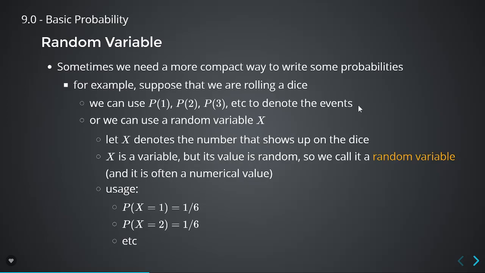And most of the time, at least in this unit, we just say that X is going to take a numerical value. And the way we use it is, instead of saying P1, P2, P3, we say P(X = 1) is 1 over 6, P(X = 2) is 1 over 6, and so on. So we don't just say P1, P2, P3. We say P(X = 1).